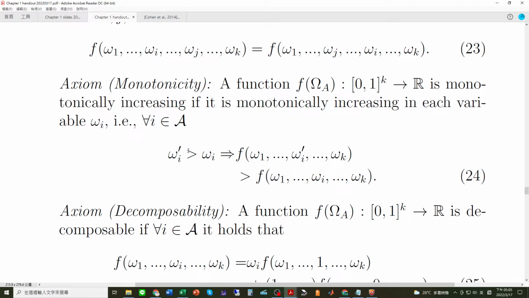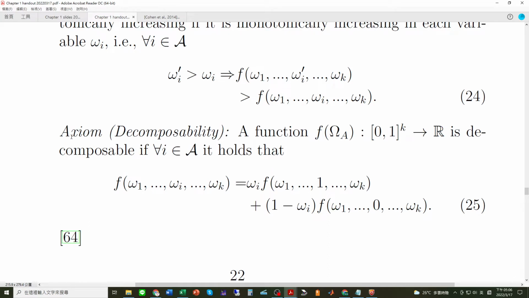omega_i' greater than omega_i implies that f(omega_1, ..., omega_i', ..., omega_k) is greater than f(omega_1, ..., omega_i, ..., omega_k).